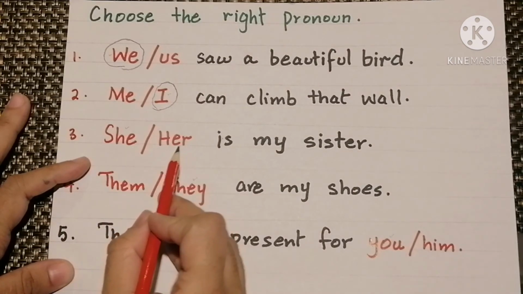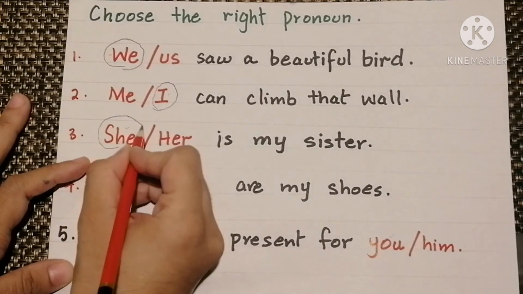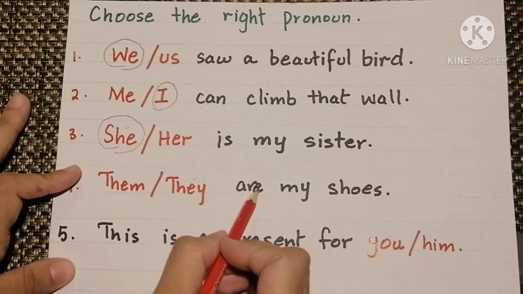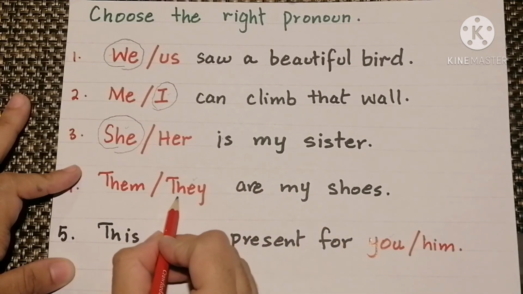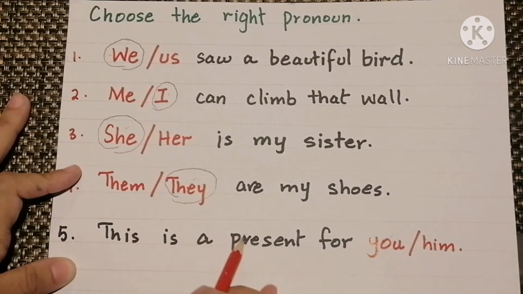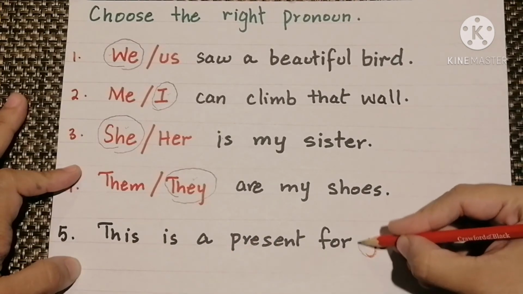She or her is my sister. She is my sister. They or them are my shoes. They are my shoes. This is a present for you or for him. For you.